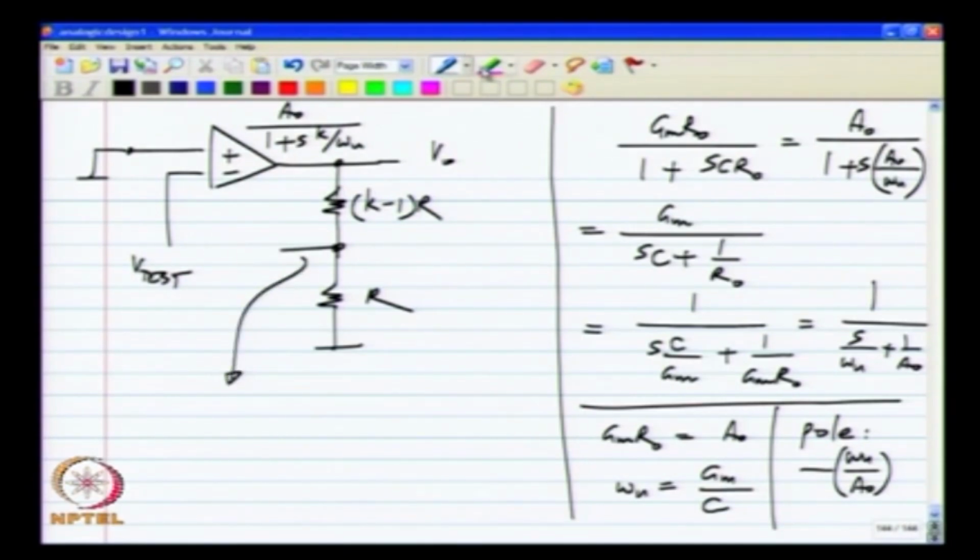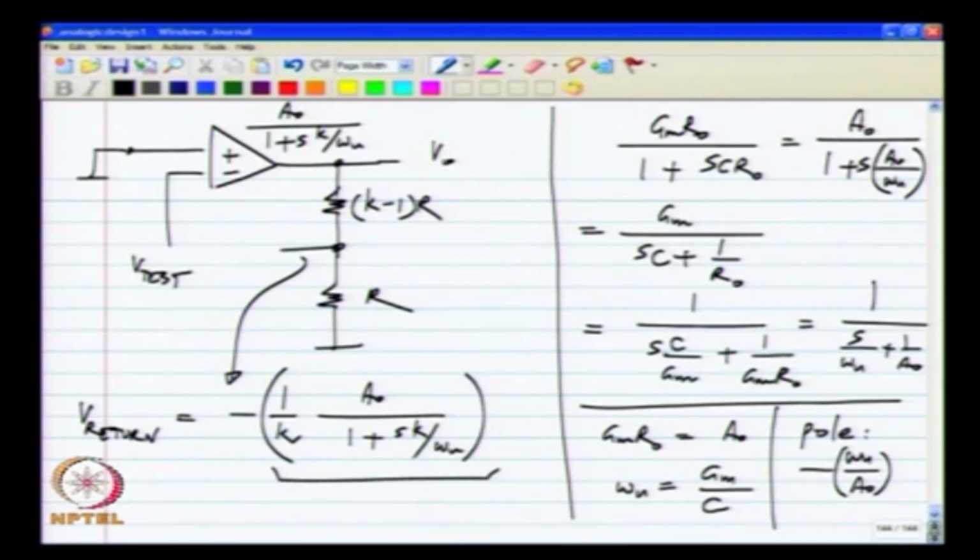So, it is clear what comes back. If I apply V test, I get minus this whole thing times V test here, and then that divided by K appears at the output of the resistive divider. So, the return voltage V return will be minus 1 by K times A naught by 1 plus s A naught by omega u. And the loop gain is nothing but what is enclosed in this parenthesis excluding the minus sign. This is the loop gain.